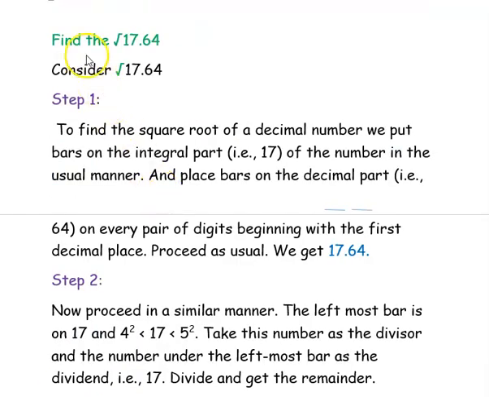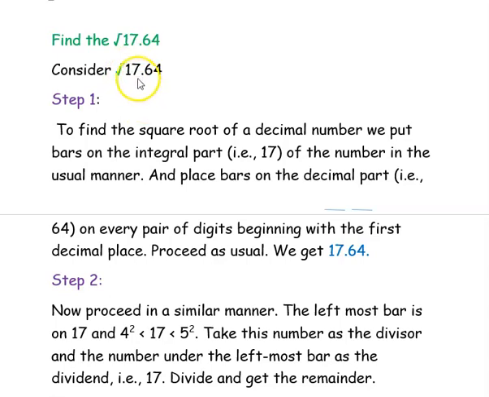The next question is to find the square root of 17.64. So the given number is the square root of 17.64. First step: to find the square root of a decimal number, we put bars on the integral part of the number in the usual manner. First we start from the ones digit. This is the ones digit. We pair the digits and place a bar.